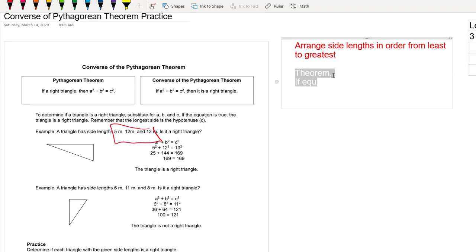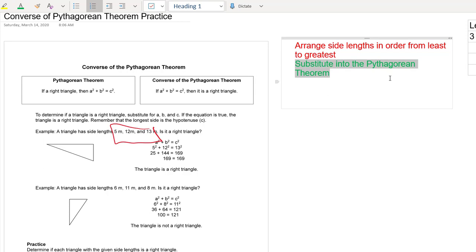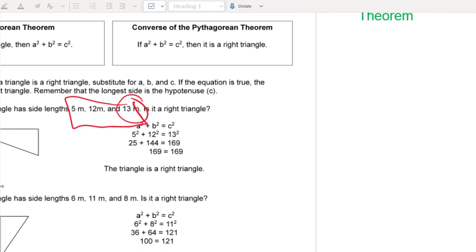The next thing you're going to do is substitute those side lengths into the Pythagorean theorem. So the two shorter lengths, the first two lengths, will go in as your legs, a and b, and then your longest length will be your hypotenuse. Okay, so that's why we put them in order from least to greatest.